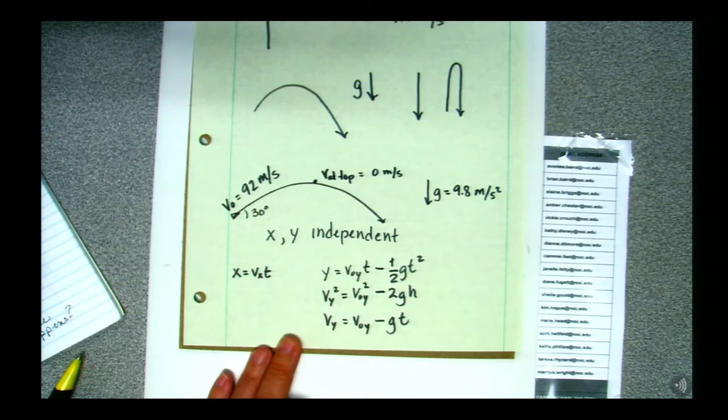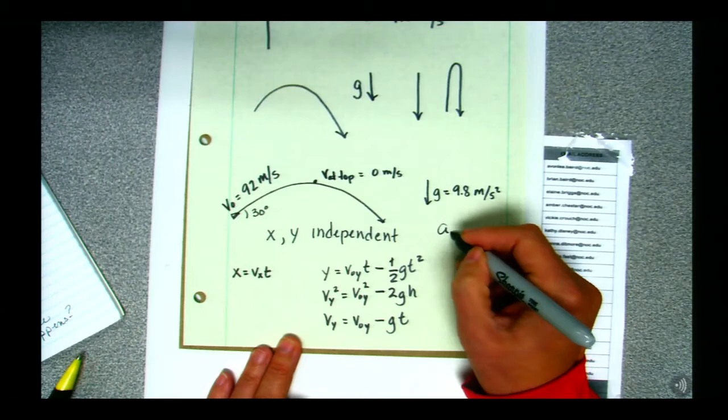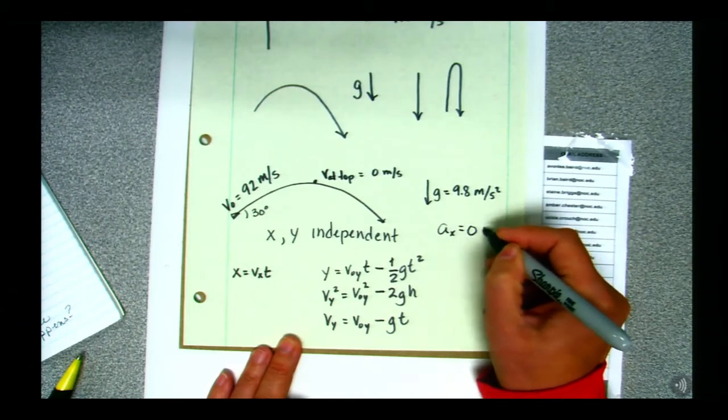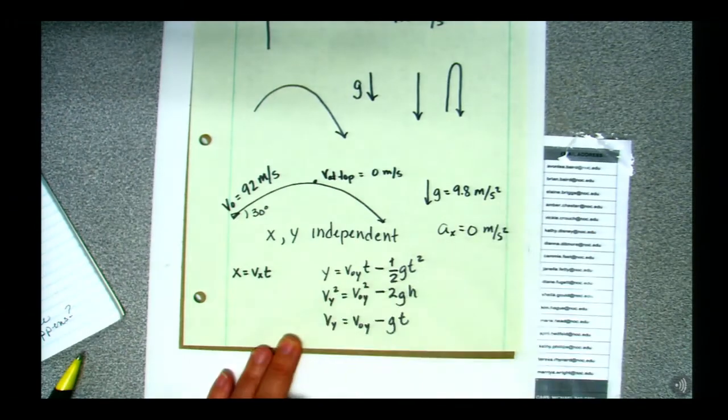So what's my acceleration in the x direction? Because I have an independent variable. So my acceleration in the x direction when I'm doing projectile motion, once it leaves the object with which it was causing the motion, it's going to be 0.